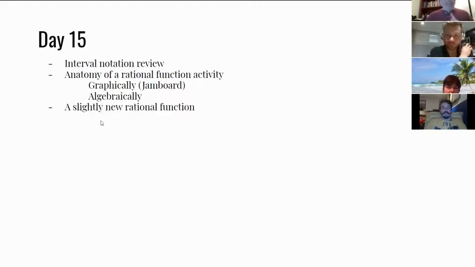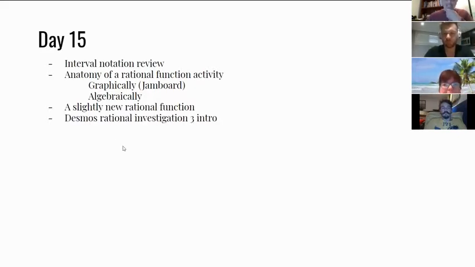Now we're going to talk a little bit about a new type of rational function that is connected to our next assignment, which is Desmos Rational Investigation 3. So I'm going to introduce it. I know most of you are working on investigation 2, the reciprocal of quadratics, and I gave feedback, I believe, to everybody on different screens. Different people are in different places, but we're making progress. And as always, I'll hang around for a little bit after for Q&A. I don't think I put this in the plan for today, but nonetheless, that's what we're doing.